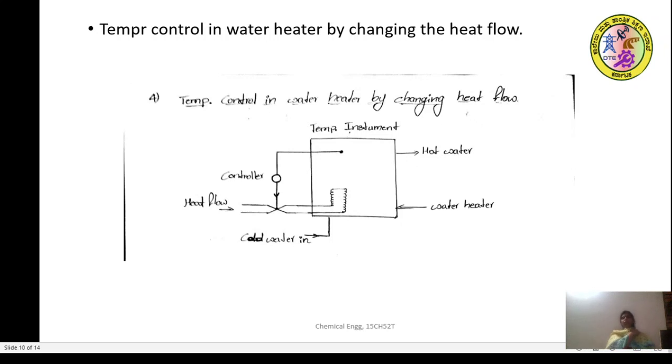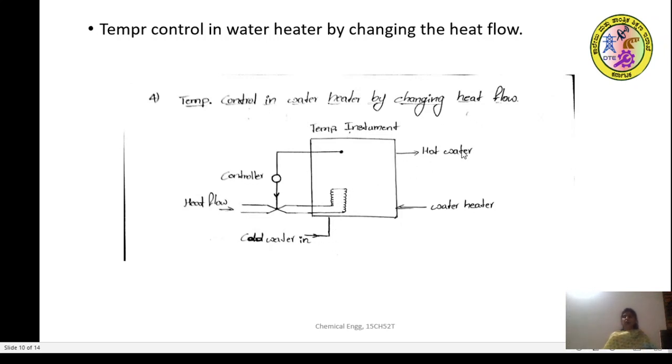So, temperature control in a water heater by changing the heat flow. Here you can see the water heater. This is the temperature instrument. Then you have a controller, heat flow, cold water in, and hot water.